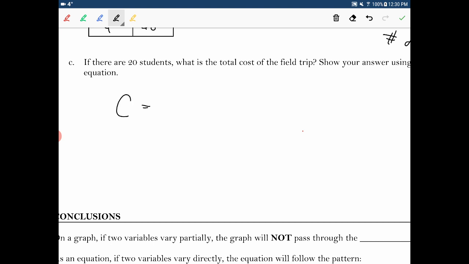So we'll say C equals 5x plus 20. Remember, you have to write down your equation every single time. Those are your communication marks. Okay? So we're going to let x be the 20.